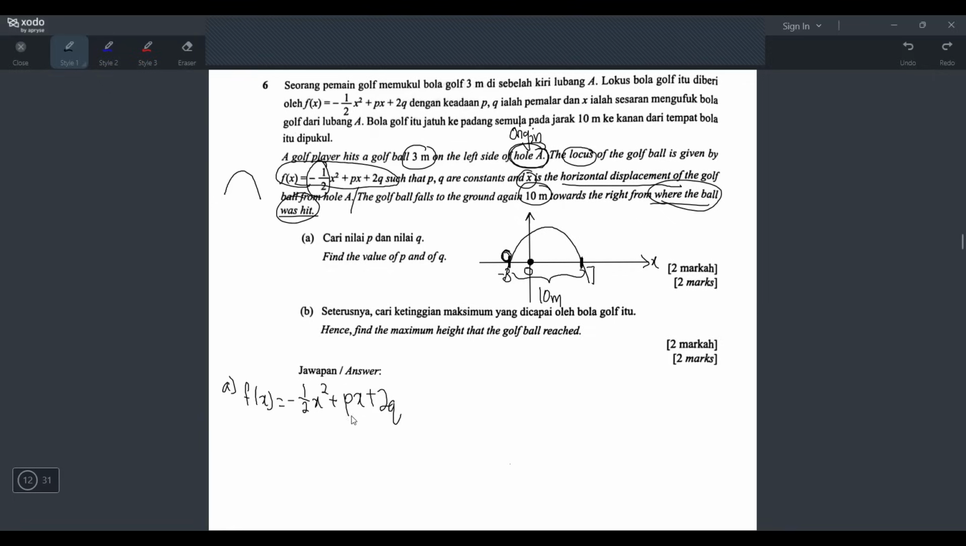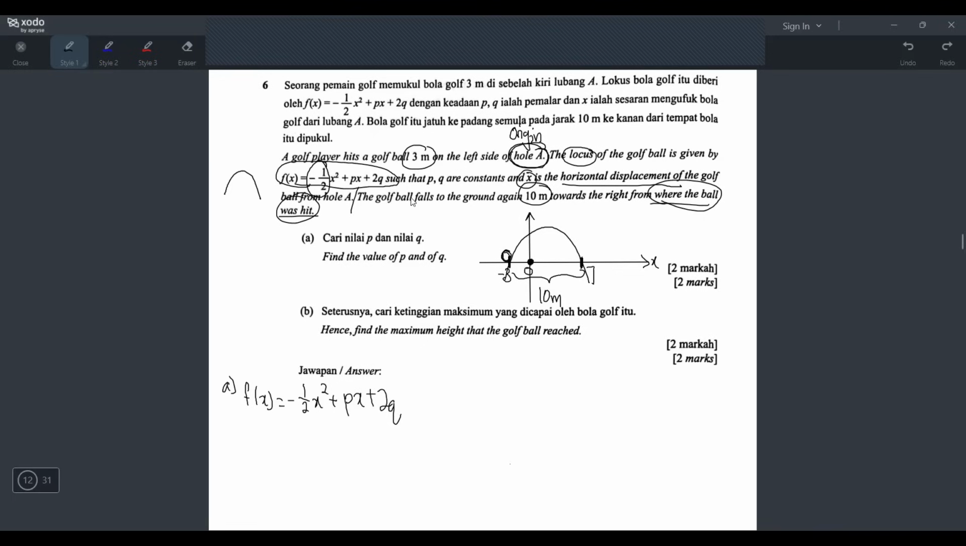And then the second method is you have to substitute the x coordinate and the y coordinate inside. Because if you want to find P and Q, you just need to have x and y. And you have to substitute a point that the curve passes through. The points that you can use here are -3, 0 and 7, 0. And then you substitute inside and do simultaneous equations, right? So I repeat again the two methods I mentioned. First method, using the sum and product of roots method. The second method is substituting any 2 points that the curve passes through into the equation.